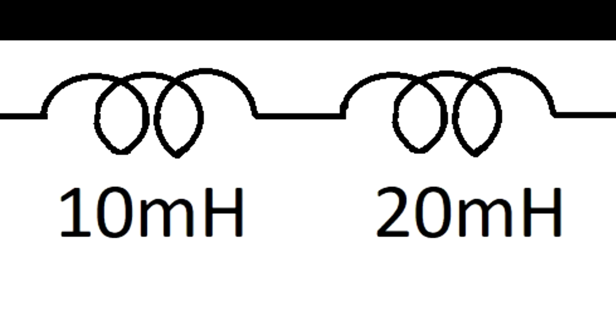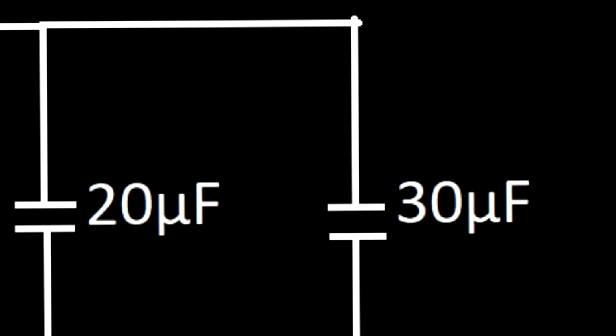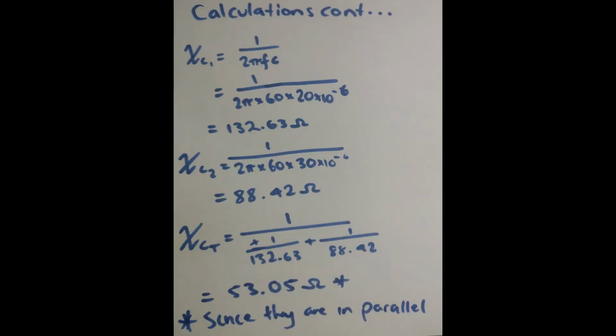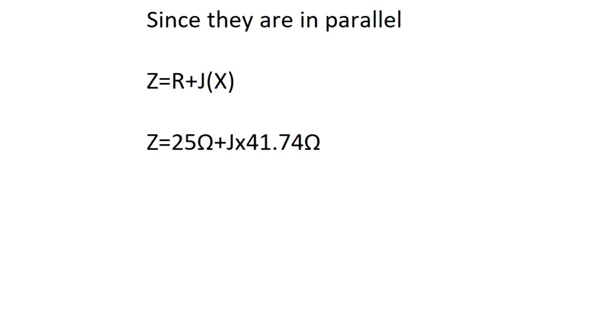Since the inductors are in series, simply add the reactance values in series. For the reactance of the capacitors, simply add the inverse of the reactance values. Total reactance is found by subtracting these values. Having this in absolute values will remove any potential negatives. Since the circuit has parallel components, impedance is equal to the resistance plus j times the total reactance.